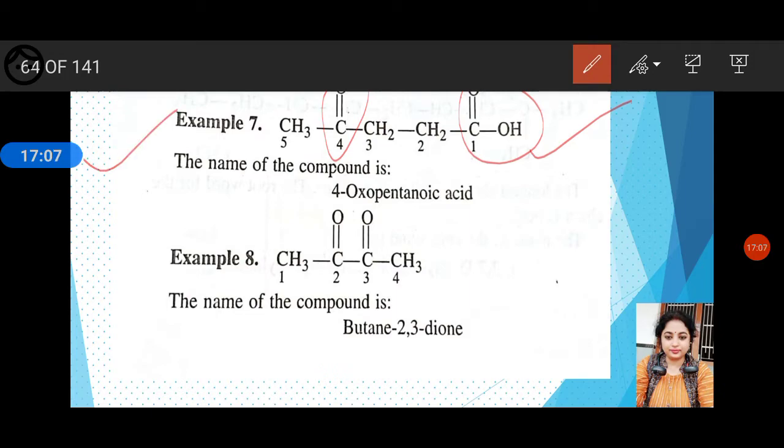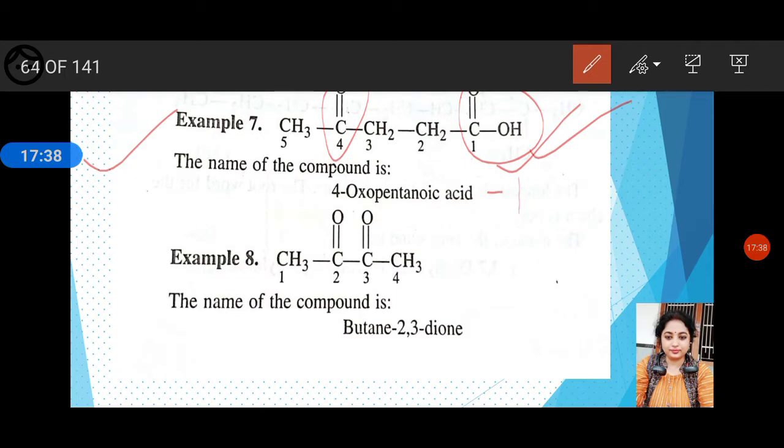2 functional groups are here, so only 1 can be the suffix. So 1 will come in the prefix. This is CO group, keto group, and in the prefix it is written oxo. So at the fourth carbon it is present: 4 oxo. For 5 carbon, pentane, and for this, 1 oic acid. 4 oxopentanoic acid is correct, and if I write 4 oxopentanoic acid 1, that is also correct.